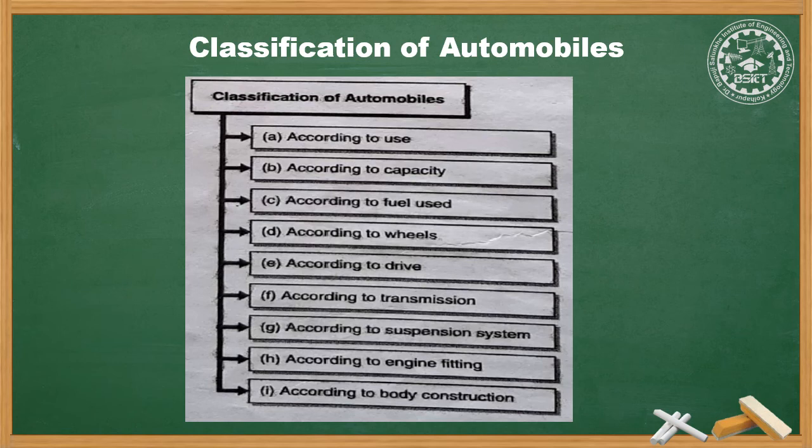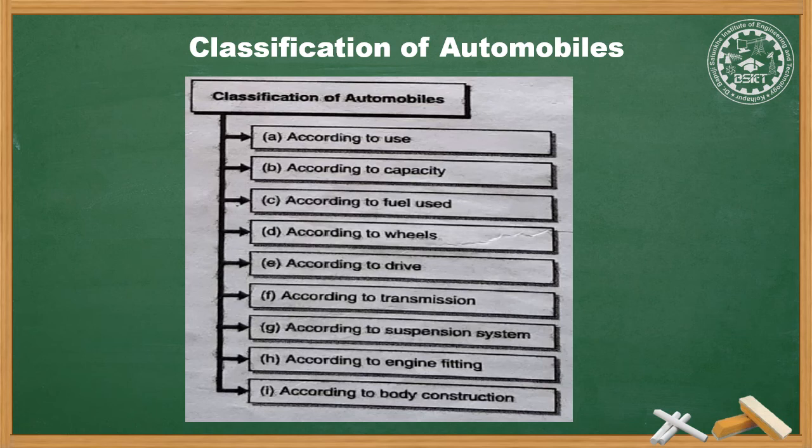Fifth is according to the drive. In according to the drive, there are two types. According to the sitting arrangement, that is driver arrangement, that is left hand drive. Left hand drive is used in American vehicles and old Indian vehicles, whereas we use the right hand drive. In today's scenario, we use right hand drive.